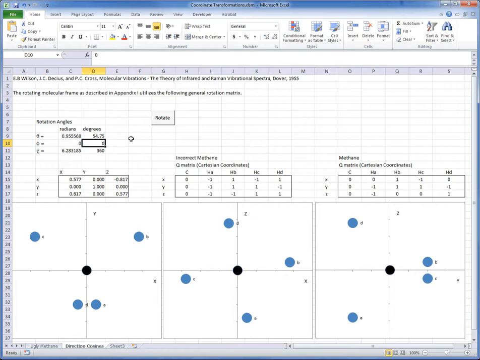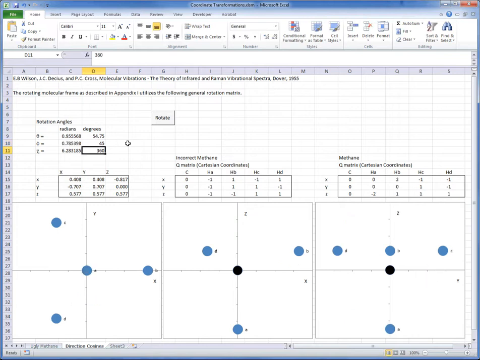Now we've tilted that molecule a little bit, but we need to also change the position of Z as it is projected down onto the XY plane by 45 degrees. And so now we have the molecule oriented in the lab frame, but we're looking down the CH bond. And now we can rotate it around that CH bond.